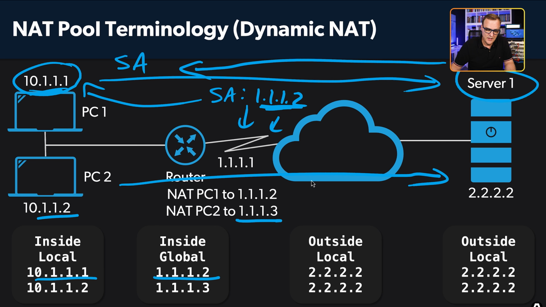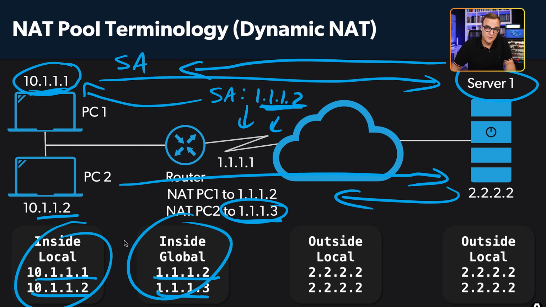For PC2 session, when the server replies, it's replying back to 1.1.1.3, and that IP address is translated to this IP address. So the router is able to differentiate between different sessions because different IP addresses are used for each individual device. That doesn't apply with PAT or overloading or port address translation.